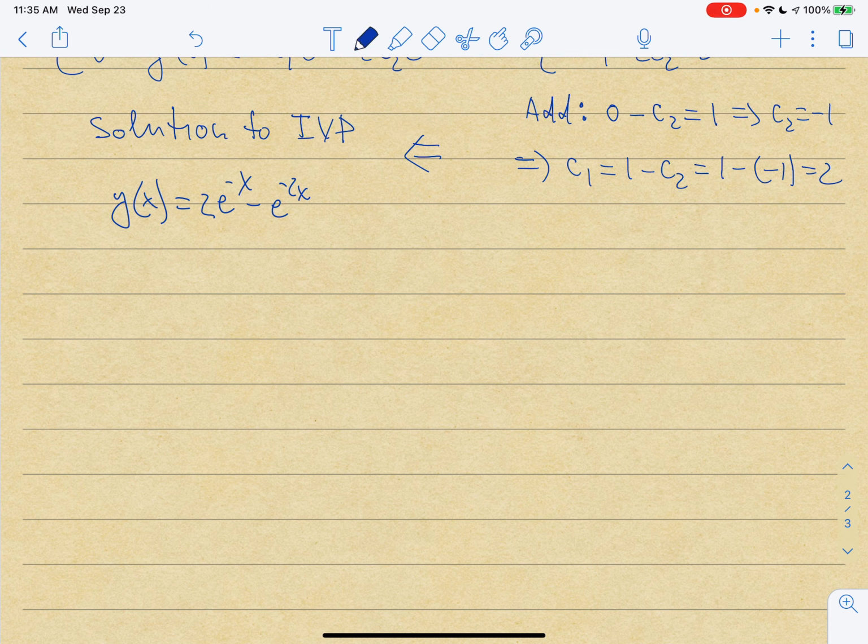And now, because we discovered that the solution to this initial value problem is unique, we can conclude that this is the only solution.